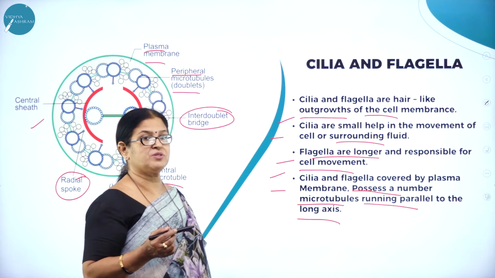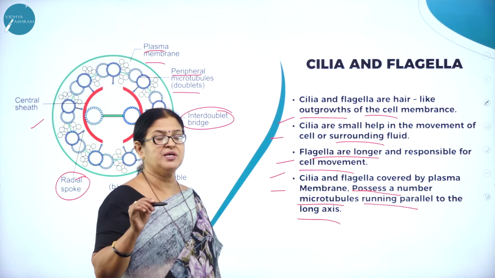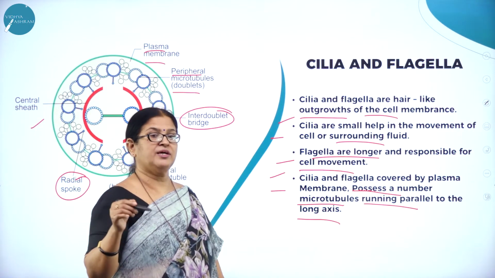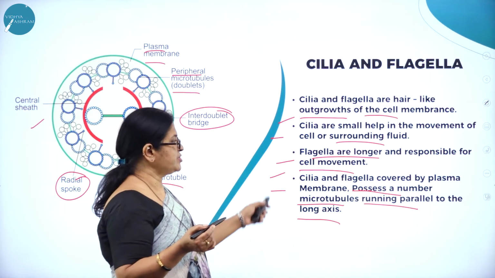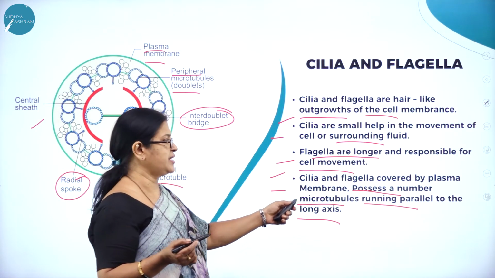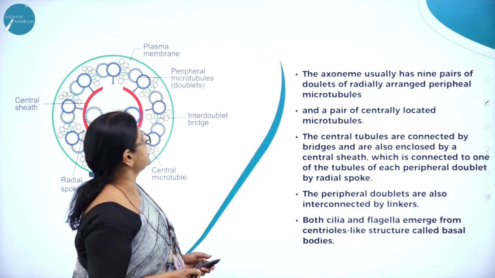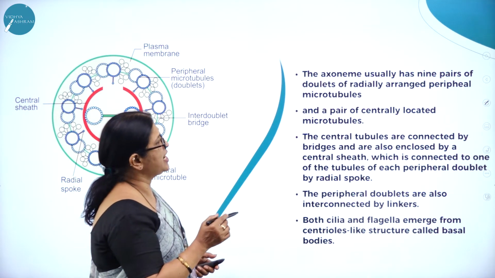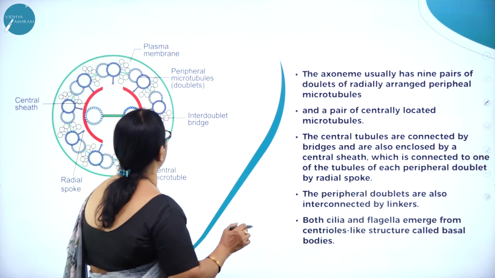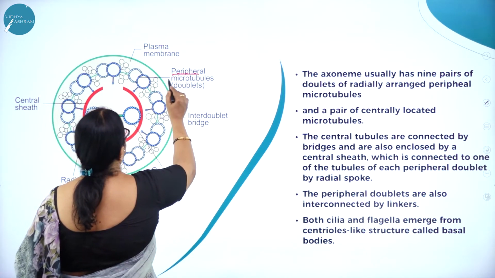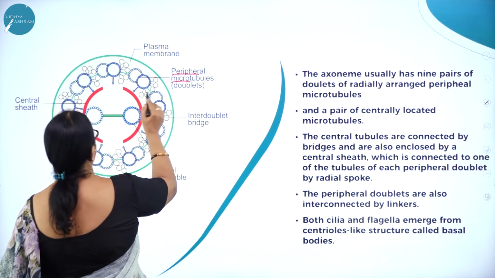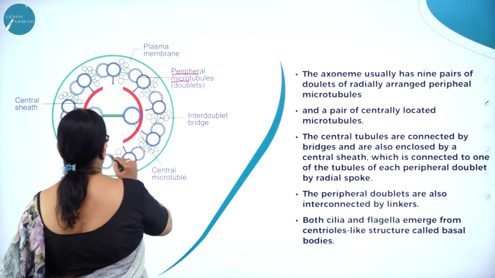Like if you come across paramecium, the whole body of the paramecium is covered over by hair-like structures called cilia. Like euglena, you might have come across the whip-like structure called flagella. So, cilia and flagella are covered by plasma membrane, possess a number of microtubules running parallel to the long axis. The axoneme usually has 9 pairs of doublets of radially arranged peripheral microtubules. Here you can see peripherally arranged microtubules, 1, 2, 3, 4, 5, 6, 7, 8, 9.